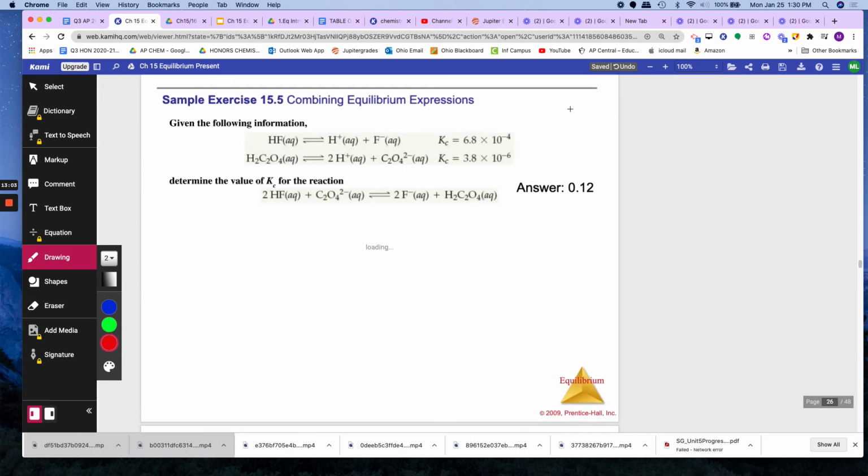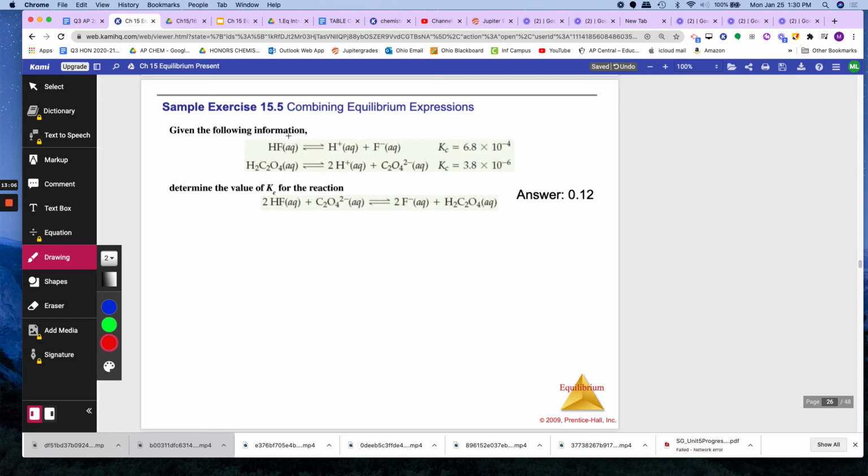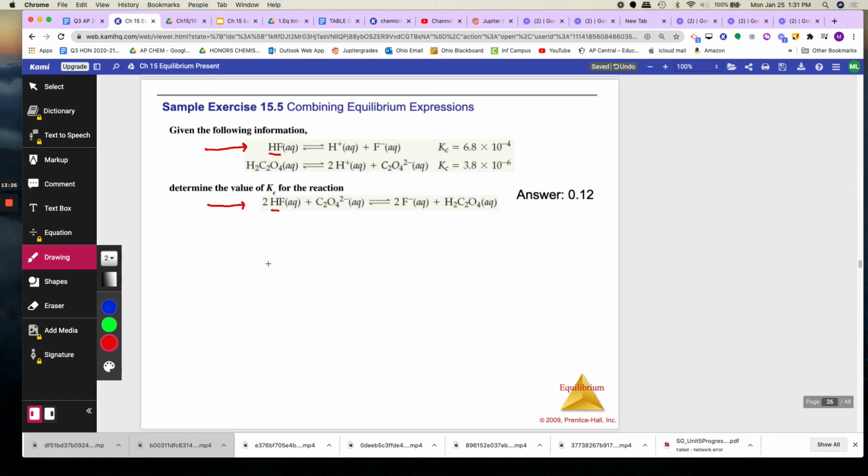Okay, here's a sample problem. So given the following information, you have two reactions, find the Kc for the final reaction. And here's the answer. So what I'm going to do is I'm going to manipulate this reaction to make it look like that. Okay, so I have to consider reversing it or not reversing it. So the HF is on the left side, so I'm going to just copy it. Okay, so HF, arrow, H plus F minus. I didn't really do anything to it, so I'm just going to write the Kc, 6.8 E negative 4.